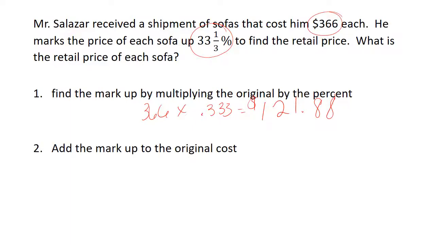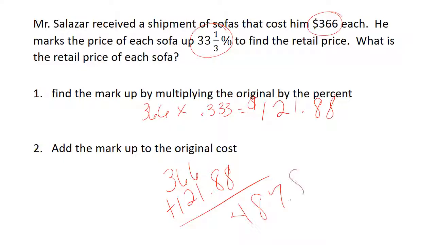Then I'm going to add the markup to my original cost. So I go from 366 to, I'm going to add my 121 there. That would give me $487.88. So that's how much he's going to sell the sofas for.